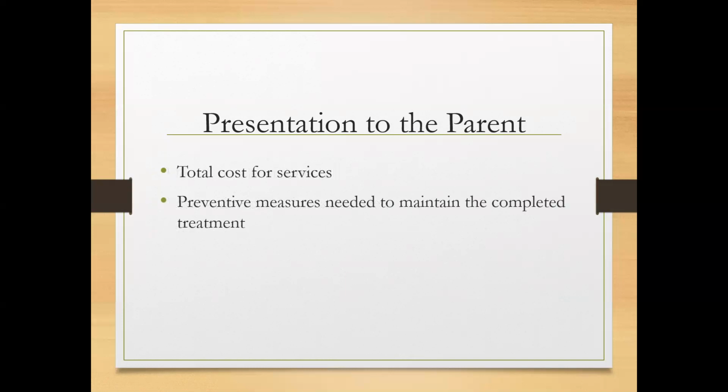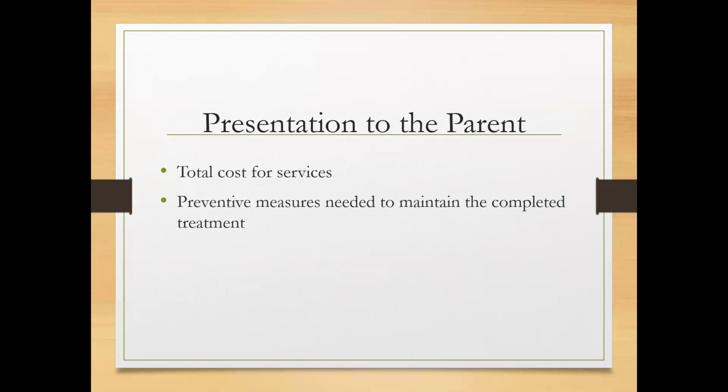So total cost for services and preventative measures needed to maintain the completed treatment is also something that you want to factor in. And cost does come into play. Parents will be very honest about what they can afford. And you want to be reasonable, give them several options on how to approach treatment, how to break it down. Maybe you don't do quadrants, maybe you do worst first, one tooth here, one tooth there, but put out the fires.